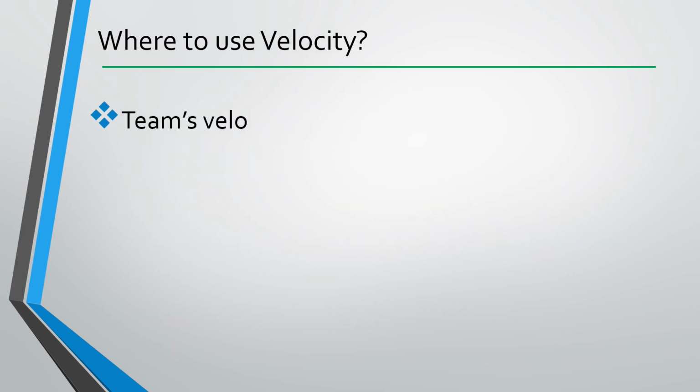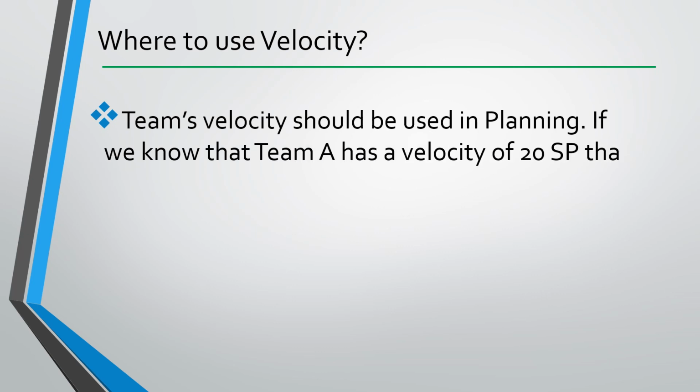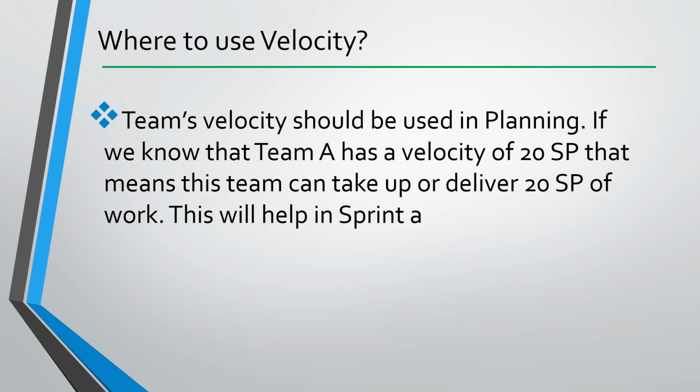So where to use velocity? Team's velocity should be used in planning. If there is a team whose velocity is 20 story points of work, and they are just starting a new sprint, everyone in the team is aware that they can complete 20 story points of work. And if they are planning for a release, this will also help them to understand how many iterations it will take to complete a given amount of work in story points. So this particular metric for the same team should be used in the planning.